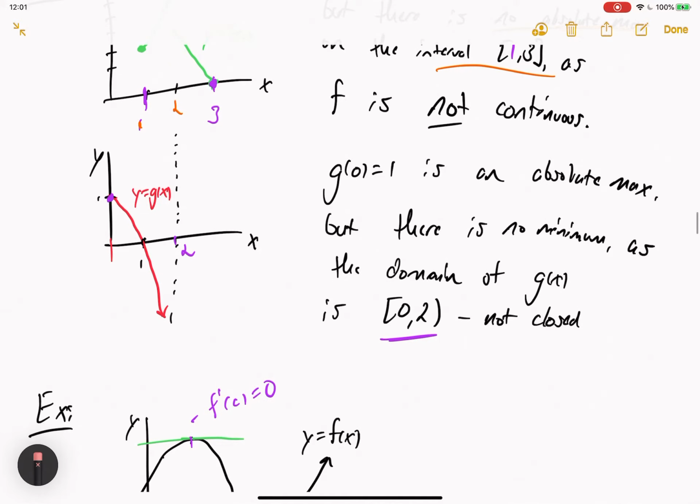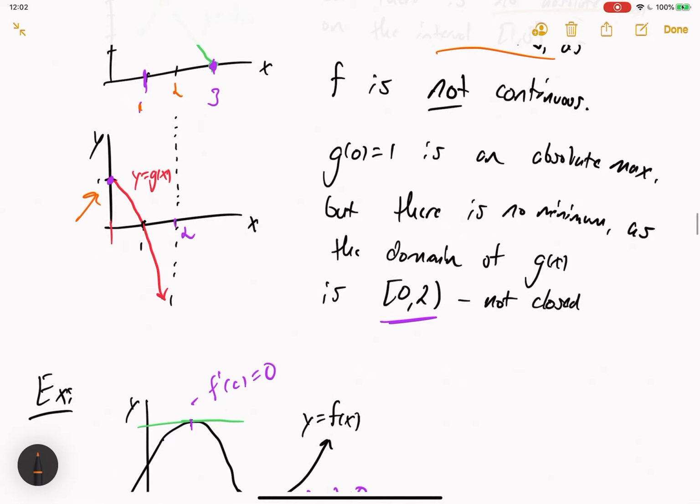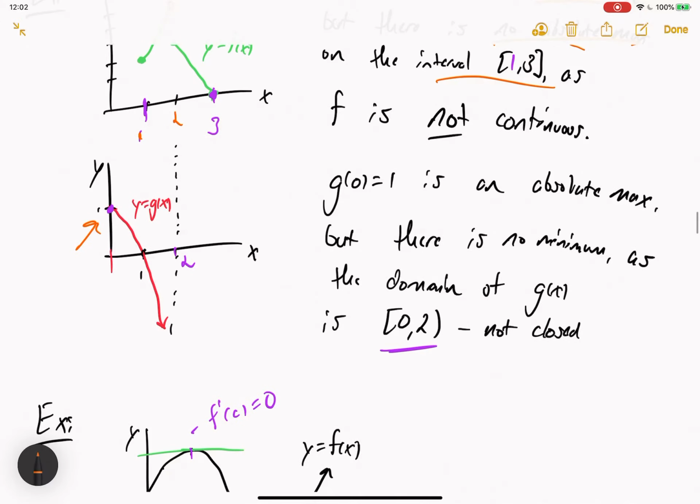And then we could do another example, where we use an open interval instead. Let's assume g of x is a continuous function and looks like this. It's easy to see it has an absolute maximum at x equals 0, and g of 0 would equal 1. And then as we get closer and closer to 2, it goes down to negative infinity. So it has a vertical asymptote at 2, and because of that, it has no minimum.